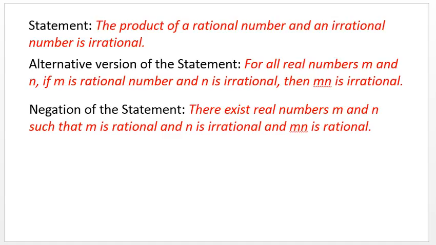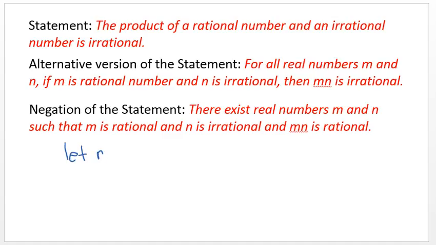And remember that a counterexample is an example that shows that the negation of the statement is true. The negation of that statement is, there exist real numbers m and n such that m is rational and n is irrational and m times n is rational. It turns out the negation of the statement is true. And here's an example.